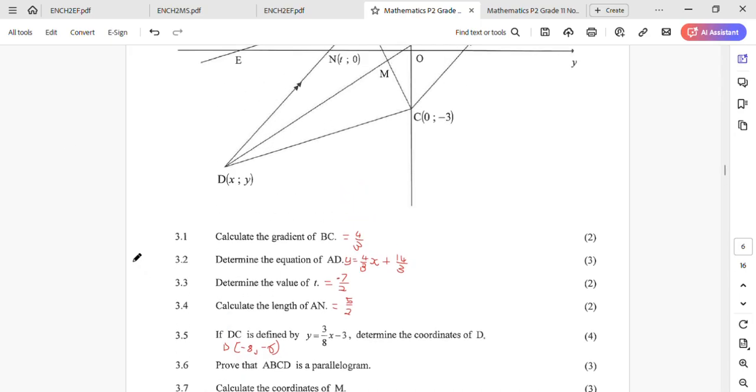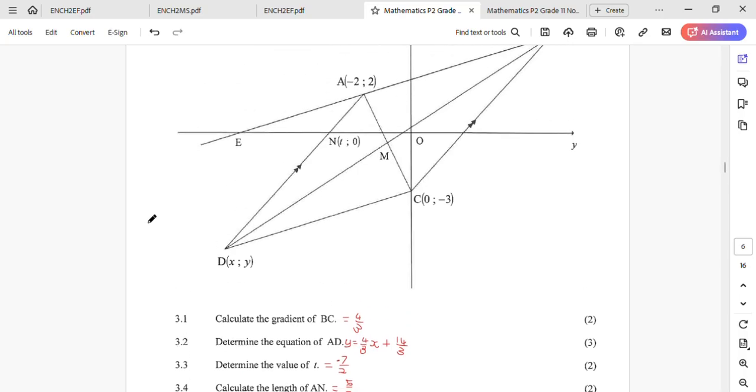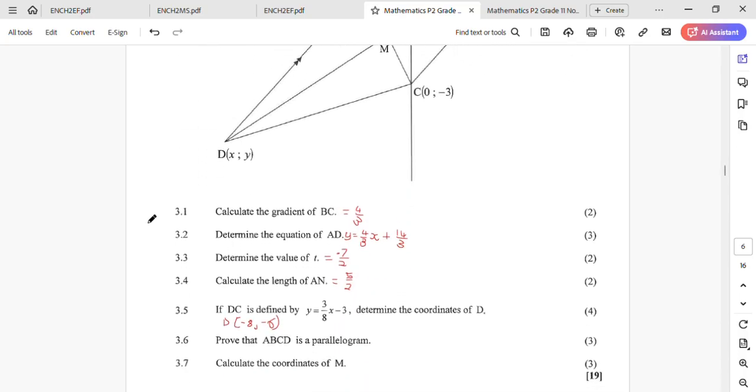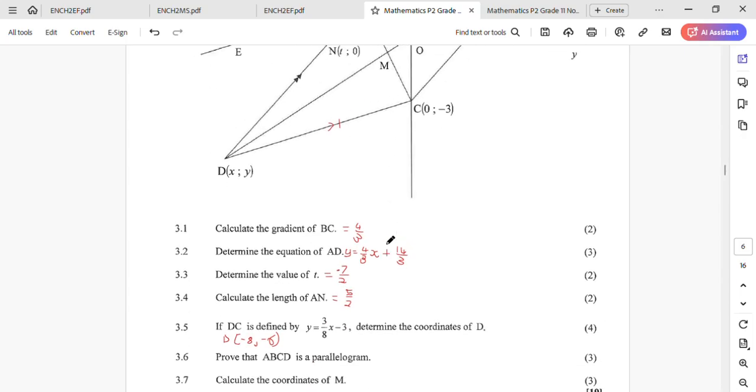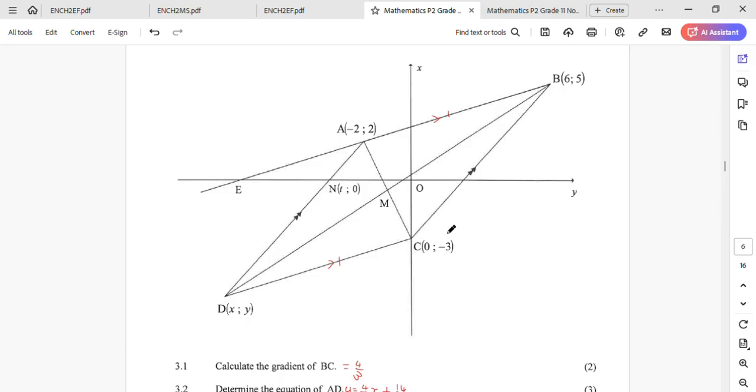Okay, prove that this one and this one is the parallelogram. All we just need to do in this question, it's very simple, straightforward. You may find the equation of this line. Find if the gradient of this line is going to be equals to the gradient of this one. If they are equal, that means they will be then parallel to each other. So this will become a parallelogram.